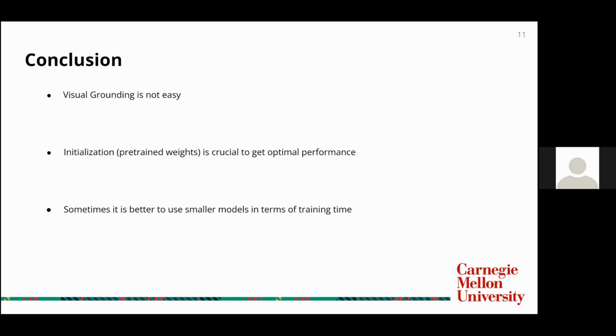What we've learned is that visual grounding is a challenging topic. There are a lot of nuances to tune, and initialization is very crucial to get optimal performance, say, the pre-trained weights. And sometimes it's better to use smaller models in terms of training time.